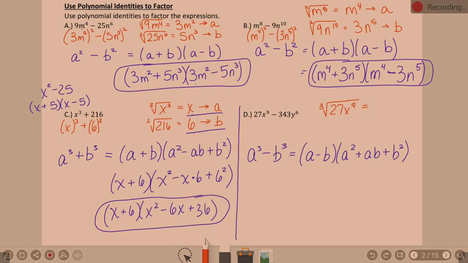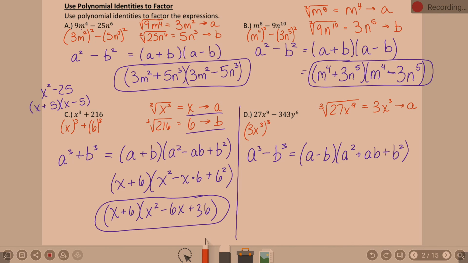Cube root of 27. 3, right? 3 times 3 is 9, times 3 is 27. So cube root of 27 is 3. What's the cube root of x to the 9th? What do we do with the 9? Divide by 3. 9 divided by 3 is 3. So this is 3x to the 3rd, and this is going to be my a. If I raise 3x to the 3rd to the 3rd power, I get 27x to the 9th.